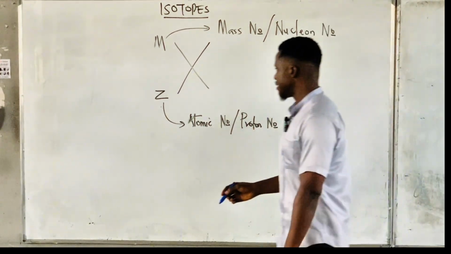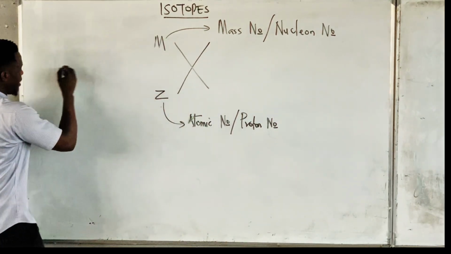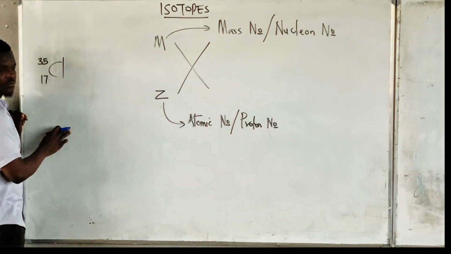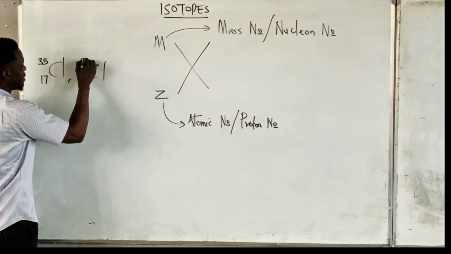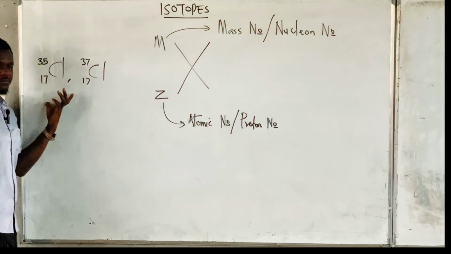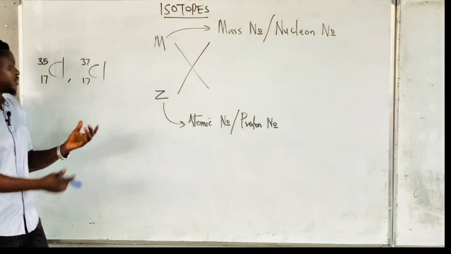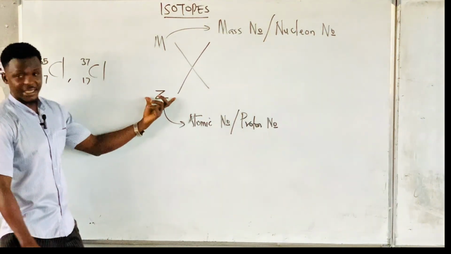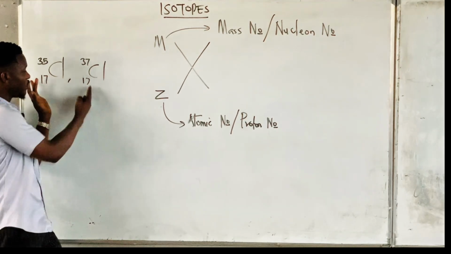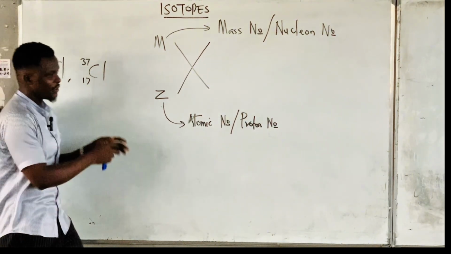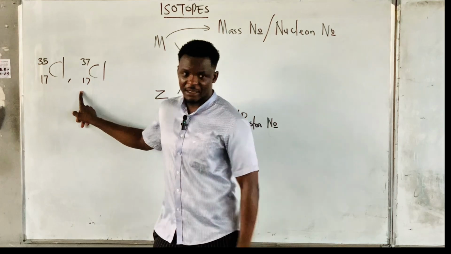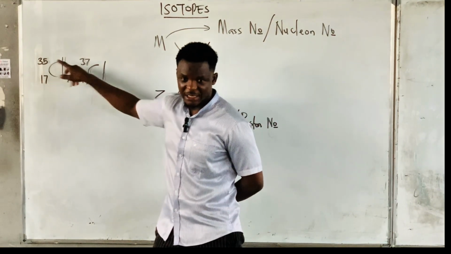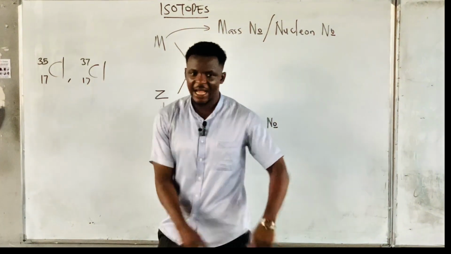Having said this, it simply means that if you see something like chlorine, we have chlorine-35 with atomic number 17, and chlorine-37 with atomic number 17. Two of them, they are isotopes. Why? Because if you look at the atomic number, the subscript, which is this Z, this guy is 17, this guy is 17, so both are the same. The only difference between the first and the second is the mass number, 35 and 37. So these two are isotopes of each other.